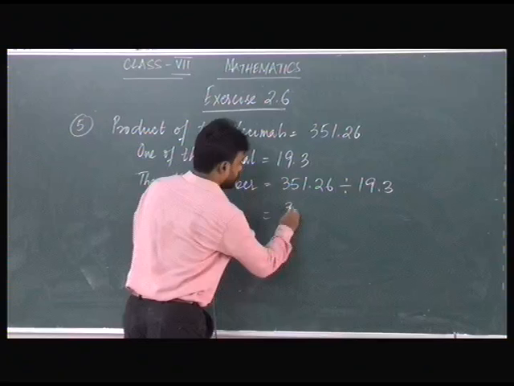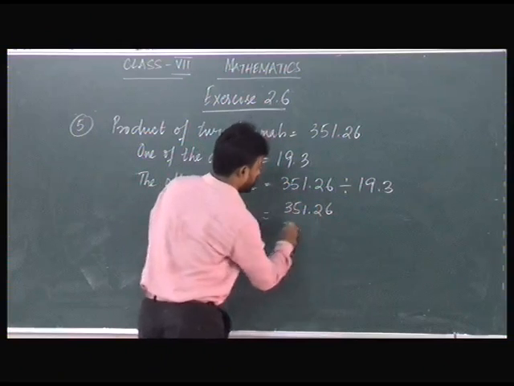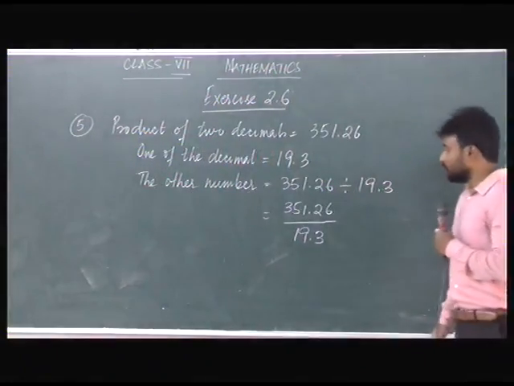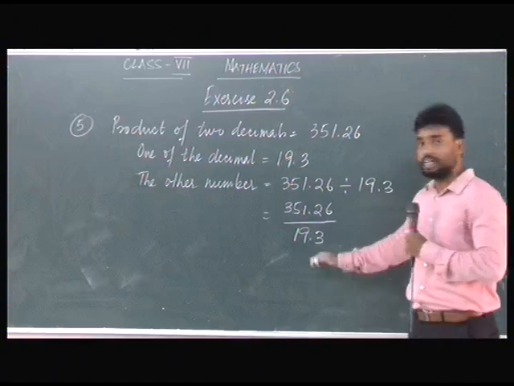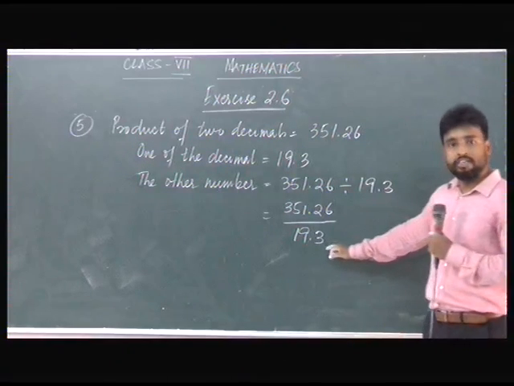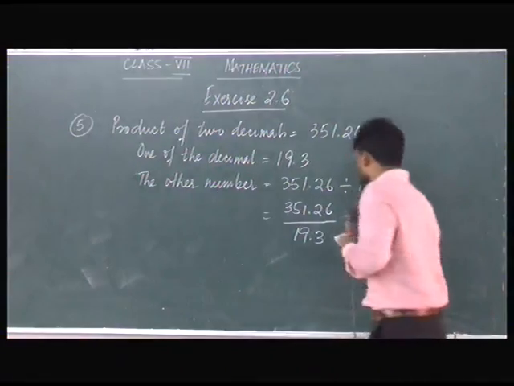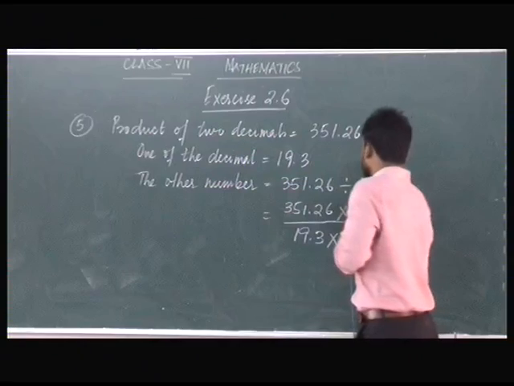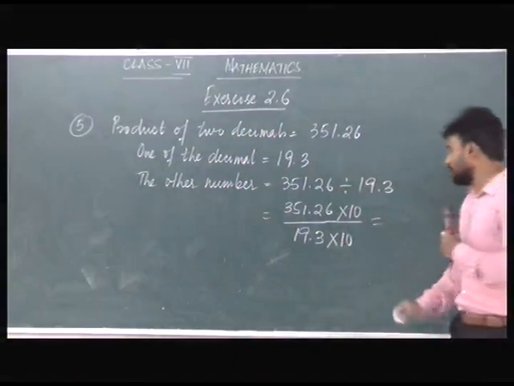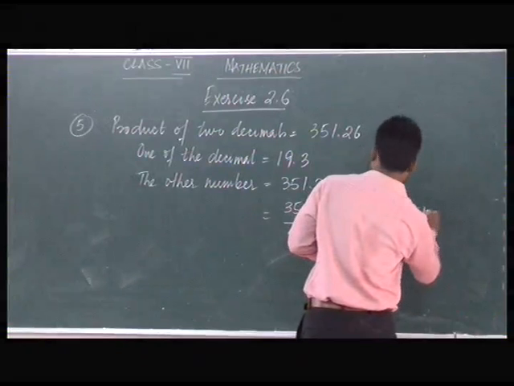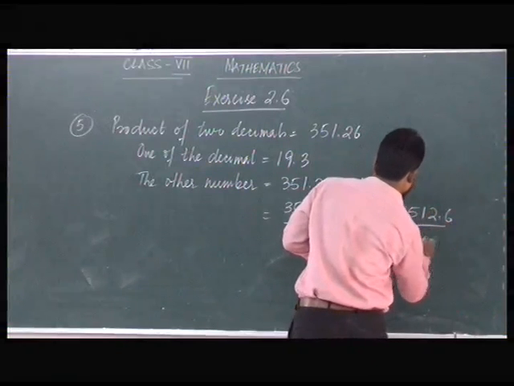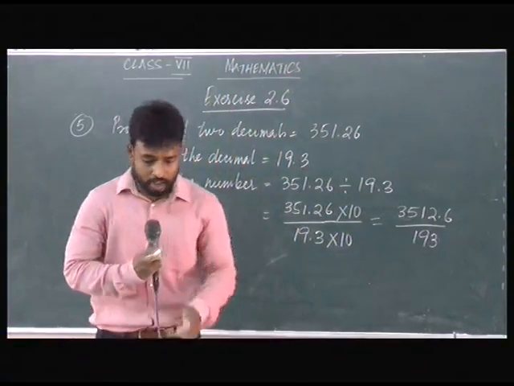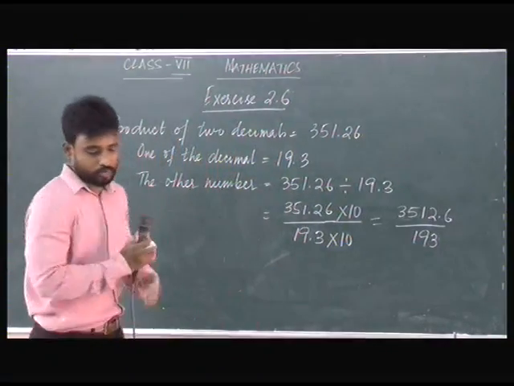Now let us divide. I told you it is very difficult to divide anything by a decimal number. So we'll change this divisor into a whole number. So what we'll do is we'll multiply this by 10. Similarly, this also has to be multiplied by 10. So your ultimate problem will be 3512.6 divided by 193.